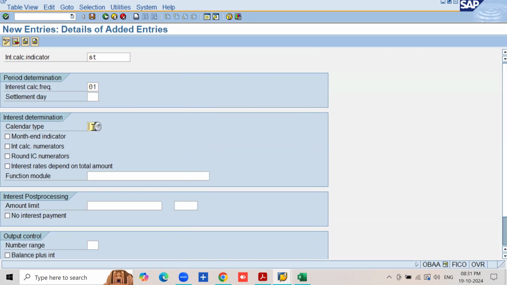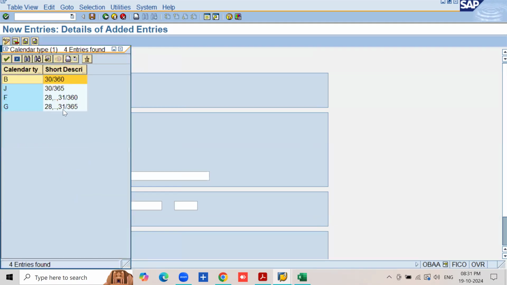Then calendar type is equal to G, within brackets, Gregorian calendar.